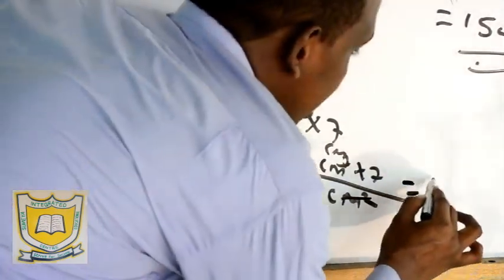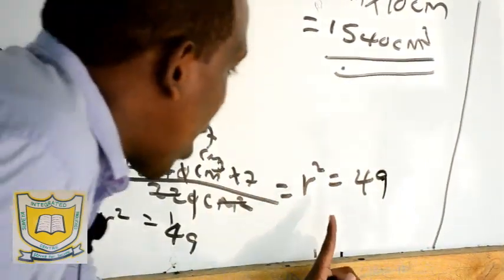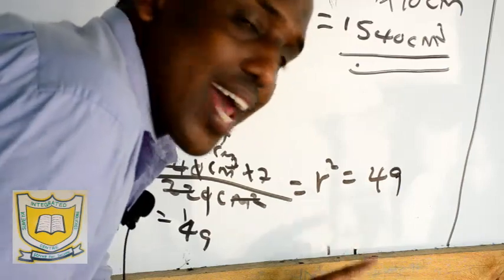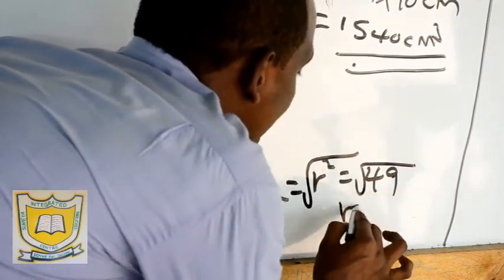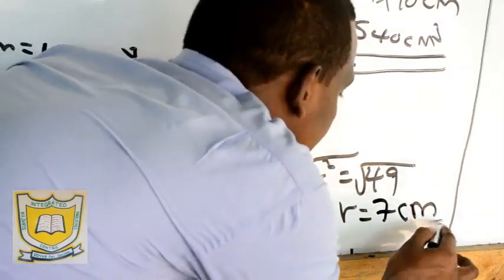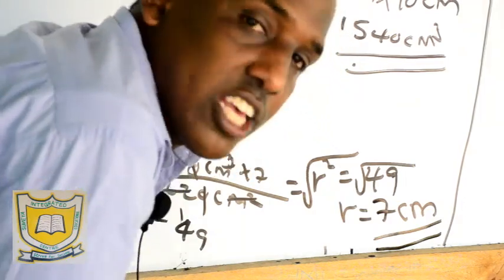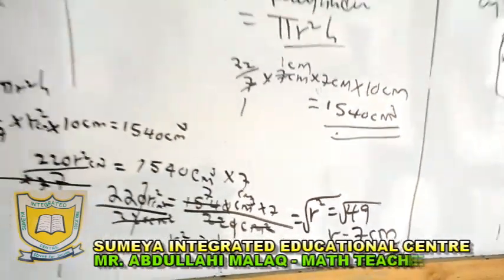So here we say R squared is equal to 49. How do we get R now? This is a square. To get R now, we take the square root on both sides. So R is equal to the square root of 49. It's 7 centimeter. That is how we get the radius. If they ask for the diameter, times 2, the diameter will be 14. So that's how we do.